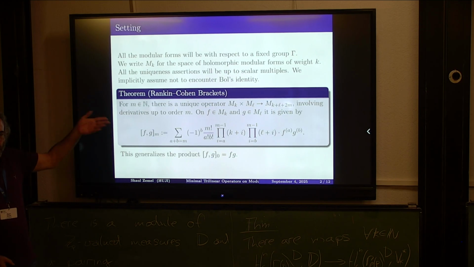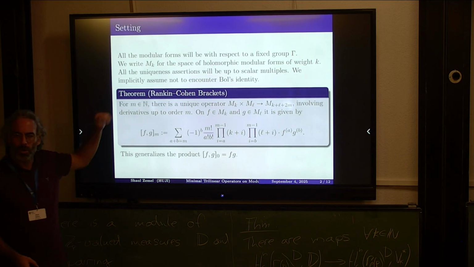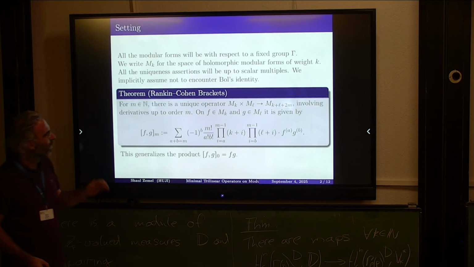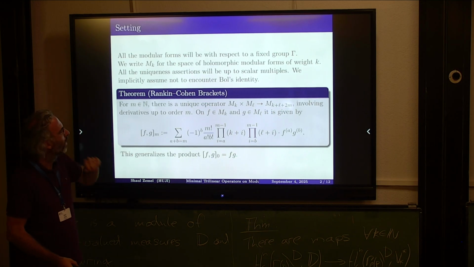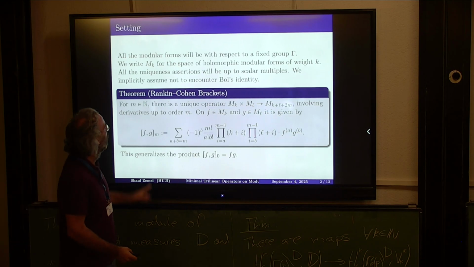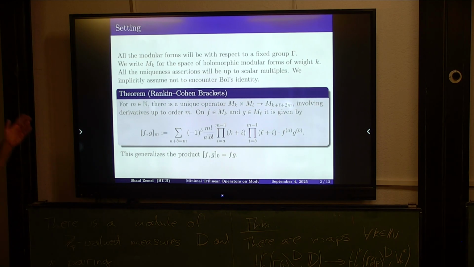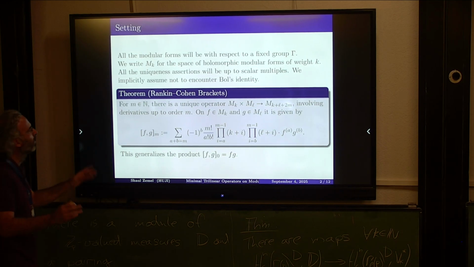So I'm ignoring all the technicalities. I don't care about the group, and I only care about holomorphicity. And we did see at some point with the meromorphic modular forms that some derivatives give you modular forms. This is something called Bol's identity. I assume that I don't encounter it. If all the weights are positive, then we don't have to think about it.